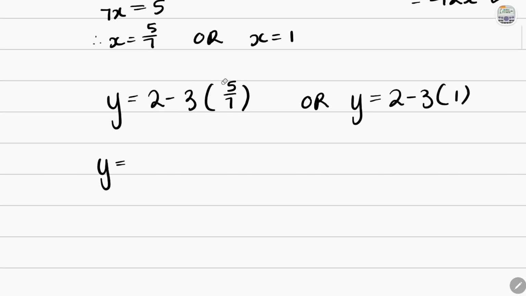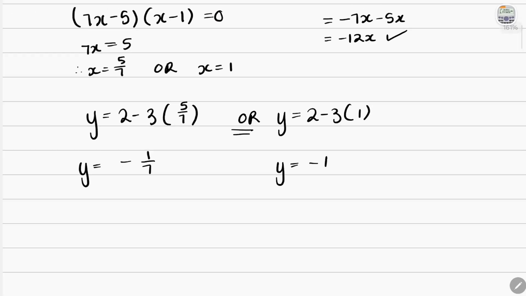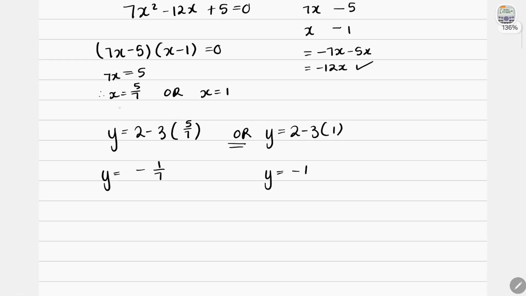So y equals, when we multiply, that is 15 over 7. You could put this over 7 by saying 2 times 7, which is 14 over 7. And then 14 minus 15 is negative 1, so this is negative 1 over 7. Or y equals 2 minus 3, which is negative 1. And so these are our solutions. When x is equal to 5 over 7, y equals negative 1 over 7. Or x is equal to 1 and y equals negative 1.